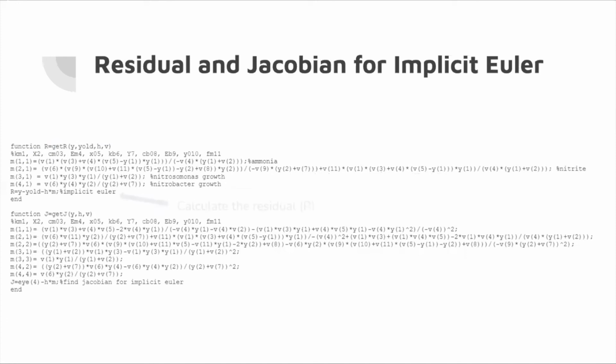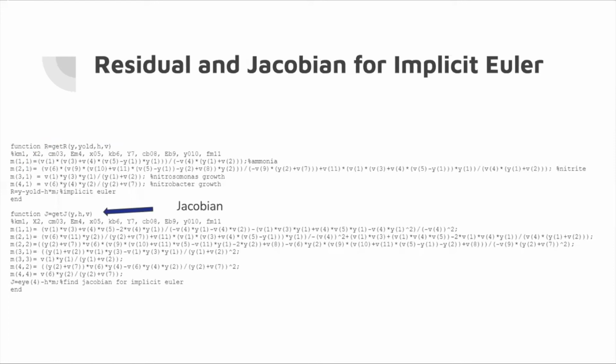The last row of the residual function calculates the residual per the definition of residual. The rows of the Jacobian represent the same equations as the residual. For example, M12 represents the matrix location of the first row in the second column.